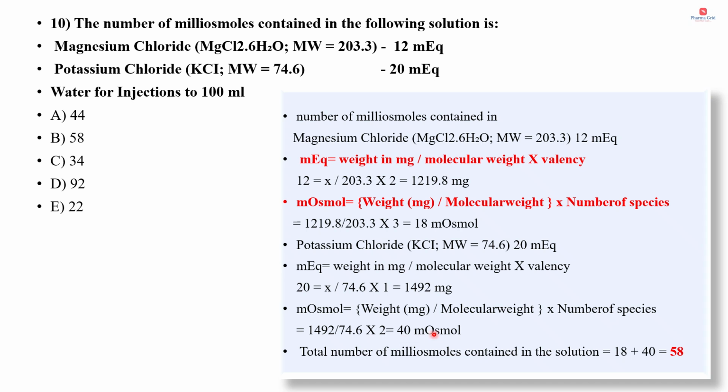So we got the number of milliosmoles contained in magnesium chloride and potassium chloride. So the total number of milliosmoles contained in the solution will be adding these two values, that is 18 plus 40. That is equal to 58 milliosmoles. So here the correct answer is option B, that is 58.